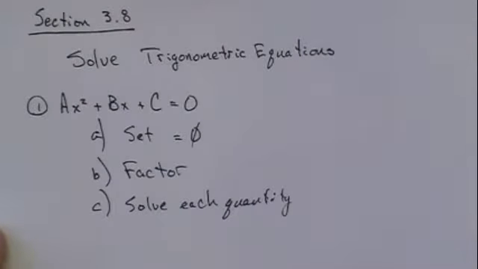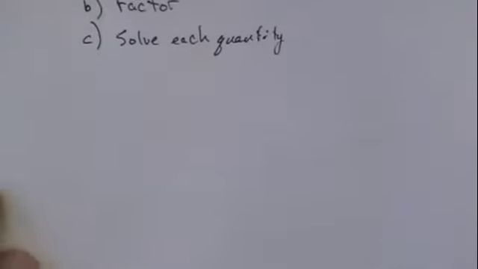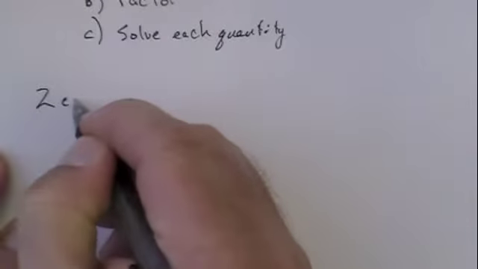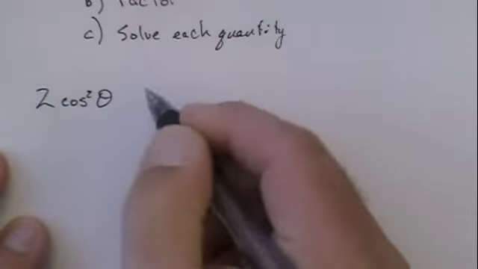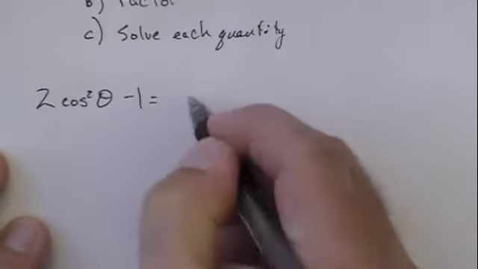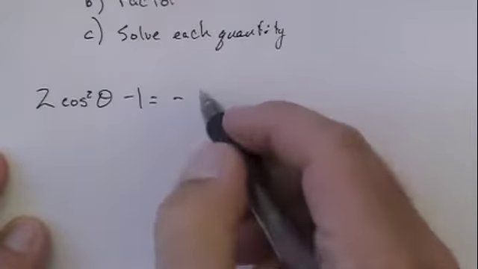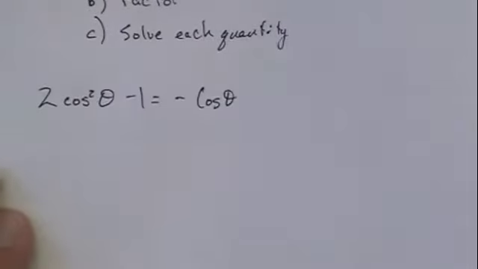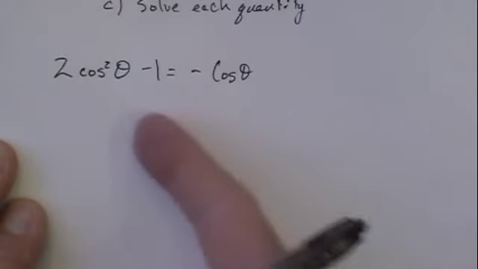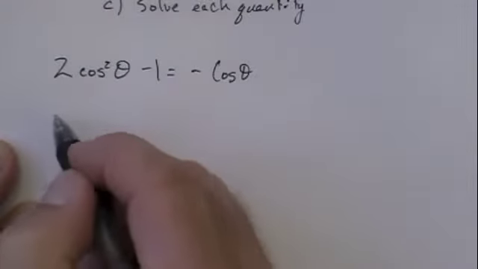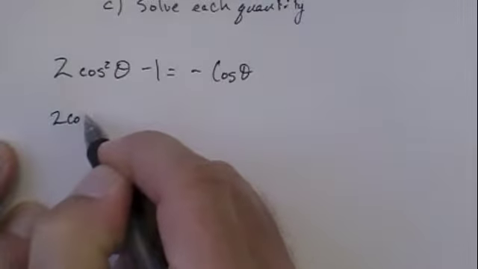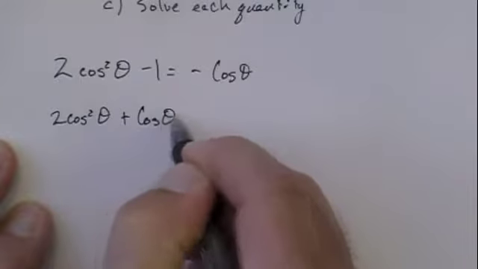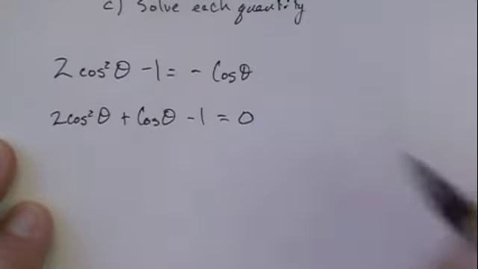So we're going to do a couple of examples here. First example, say we have 2 cosine squared theta minus 1 is equal to negative cosine theta. Again, we said first step is to set it equal to 0, so I'm going to add the cosine theta over to this side. So we have 2 cosine squared theta plus cosine theta minus 1 equals 0.